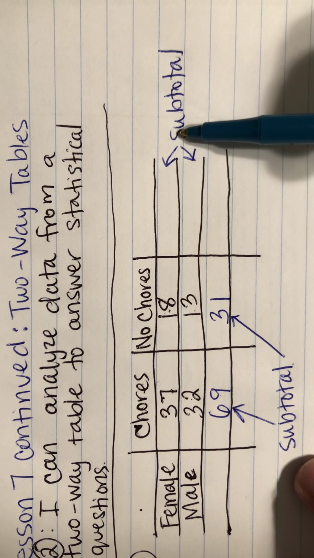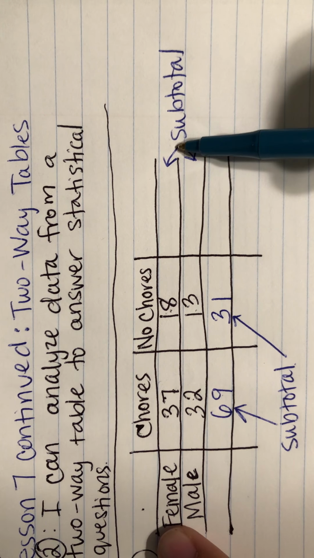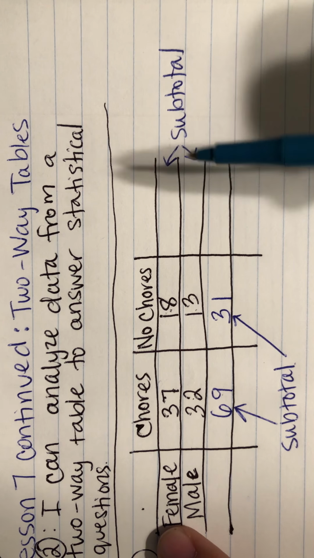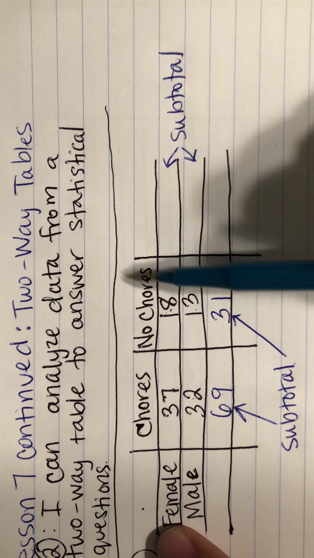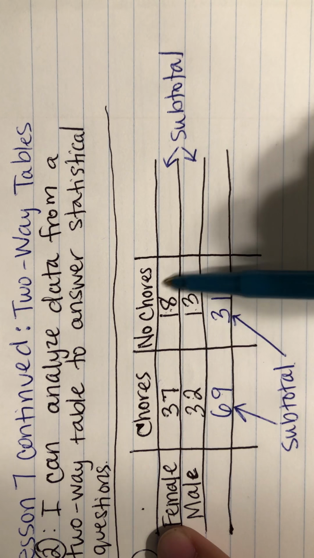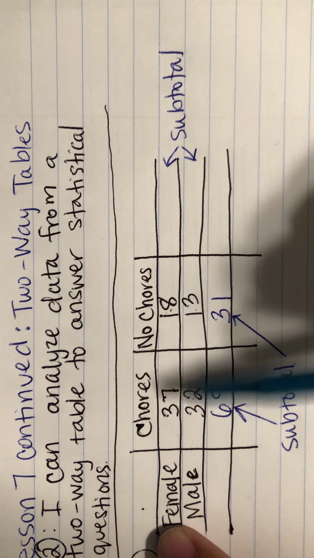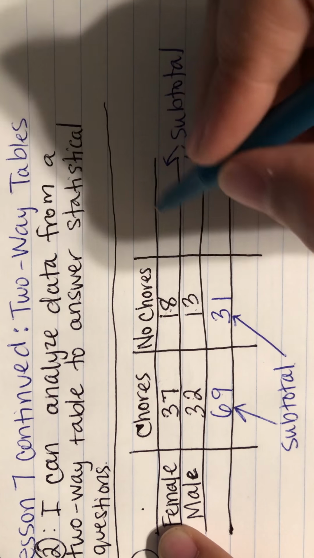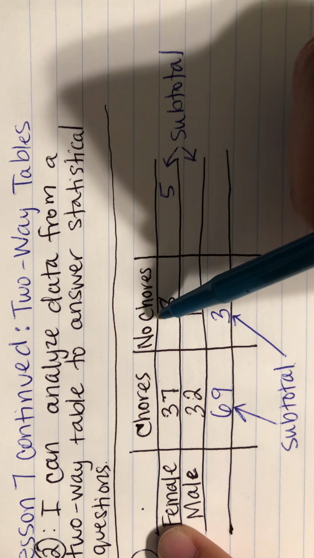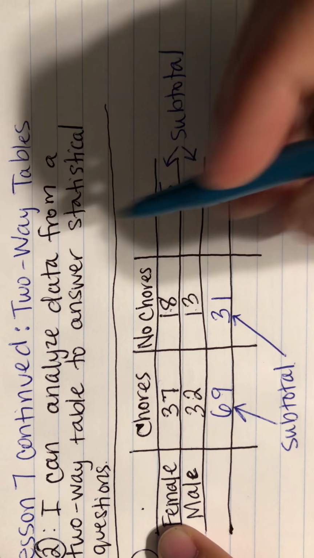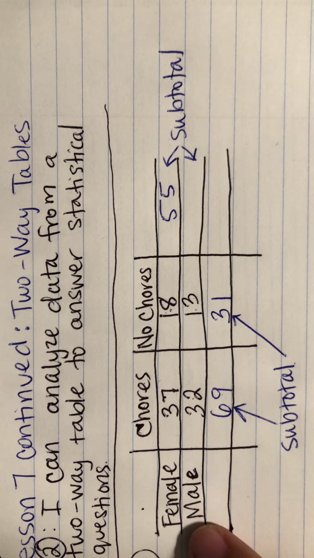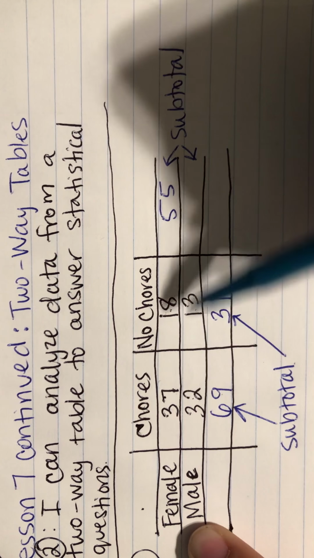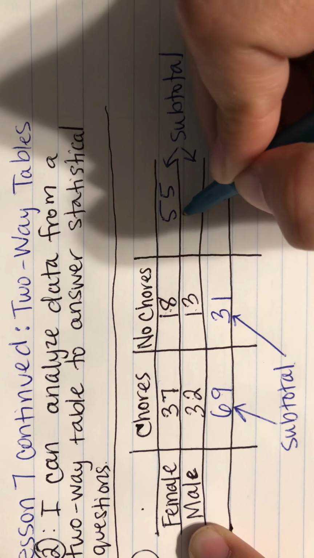The subtotals here is going to tell us how many females were asked. So if 37 did have chores and 18 did not have chores altogether, the total amount of females asked, we add these two numbers. 7 plus 8 is 15. Carry the 1, 3, 4, 5. So 55 females were asked. We do the same thing with the males to find out their subtotal. 32 plus 13 gives us 45.